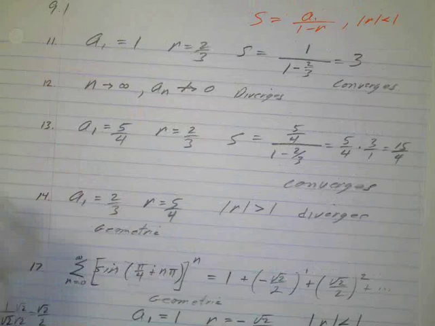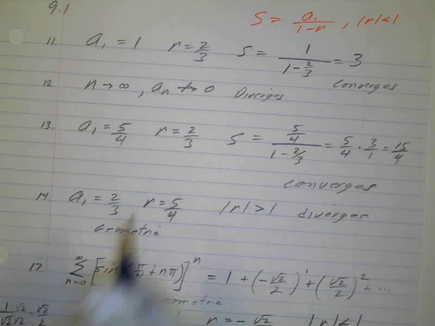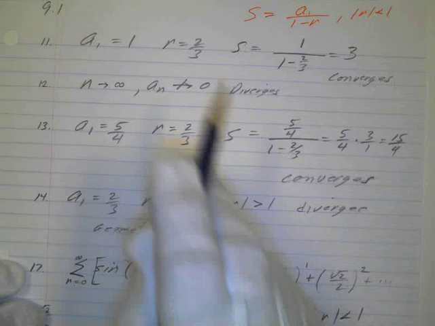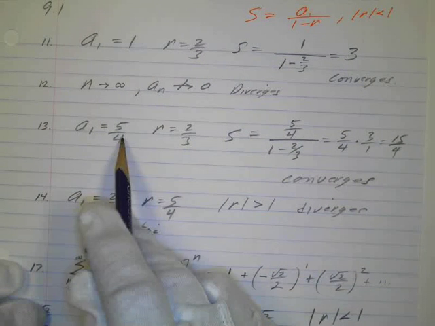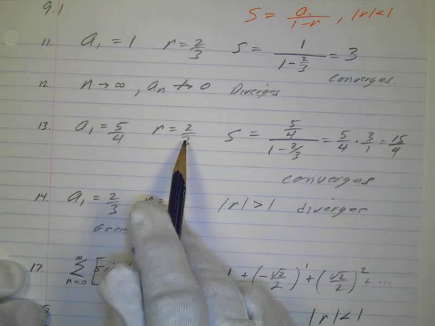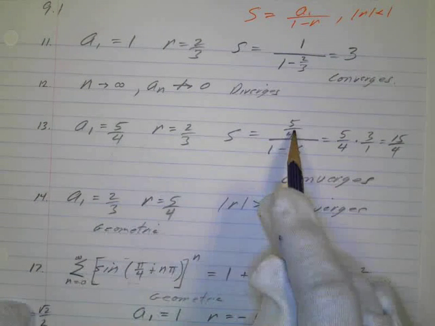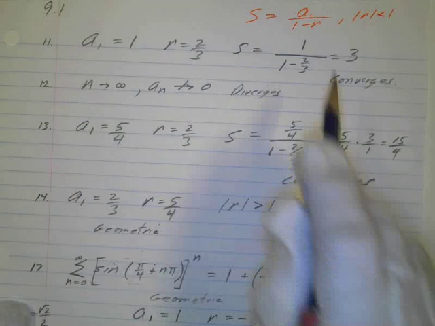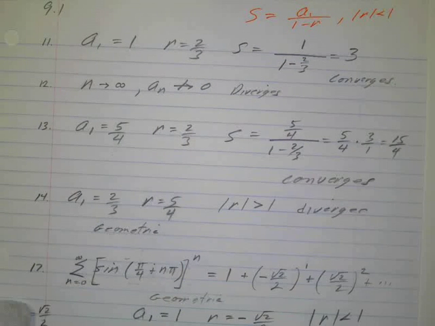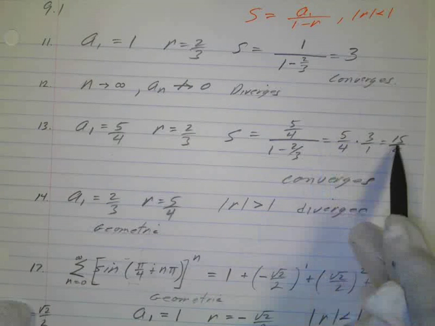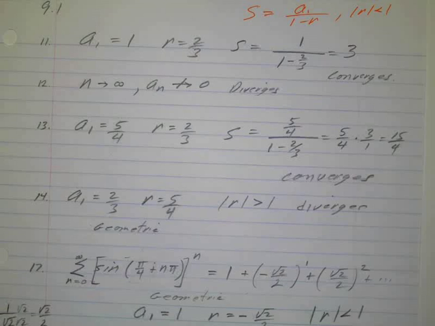A sub 1 is 5/4. That's my first term. When n is 0, if you look at your series there in your book, 2/3 to the 0 is 1, so you have 5/4, so that's your first term. And then you just keep multiplying by 2/3, so that's your common ratio. So again, we have the same ratio, 2/3, just a different first term. So it is a geometric series because the absolute value of r is less than 1. And I can actually find the sum, and that's going to be my a sub 1 divided by 1 minus r. This formula here. And 1 minus r is 1/3, so I got 5/4 divided by 1/3, or times 3 over 1, and 15/4 is my sum, so it does converge.